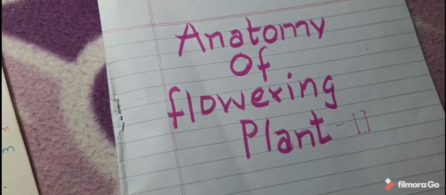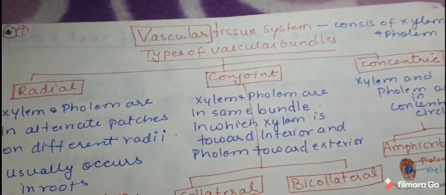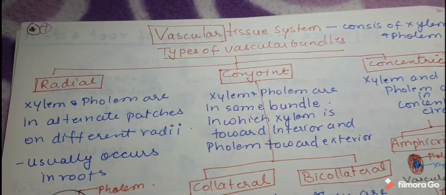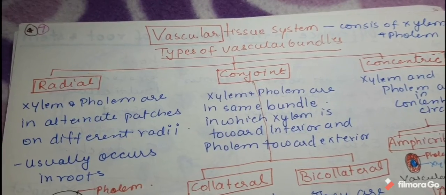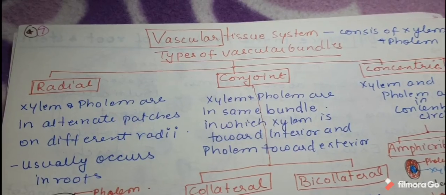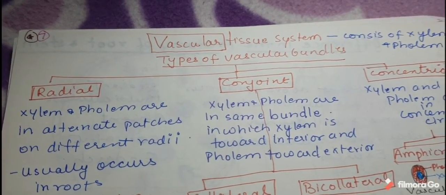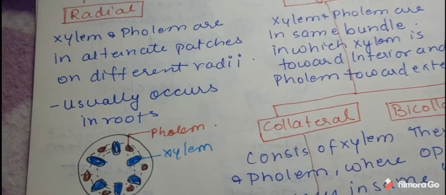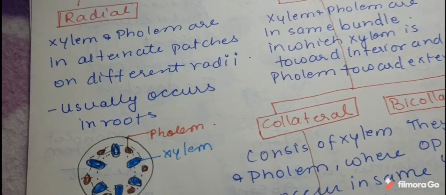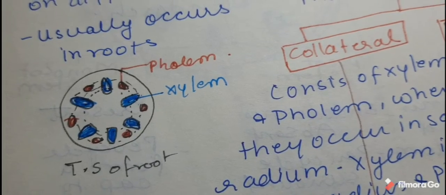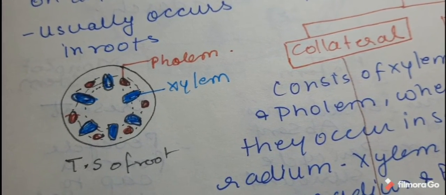Now next we will see the vascular tissues which consist of xylem and phloem. So here we will see the arrangement, how they are arranged. We have already seen what all elements or cells make up a complex tissue. So types of vascular bundles on the basis of how they are arranged are divided into three categories: radial, conjoint, and concentric. Radial, here the xylem and phloem are in alternate patches on different radii, usually occurs in the root, so you can see xylem and phloem are in different bundles.